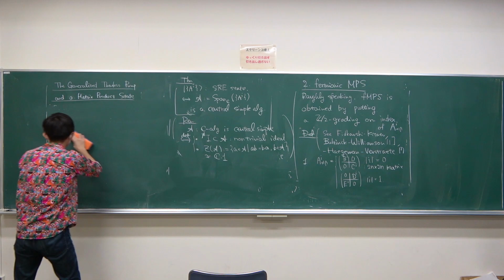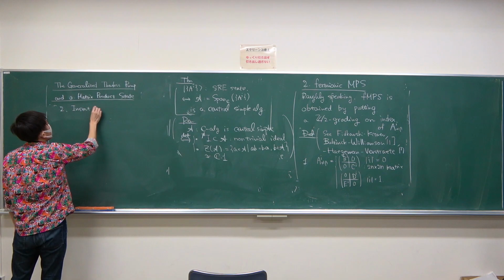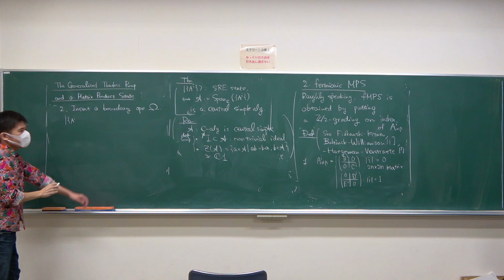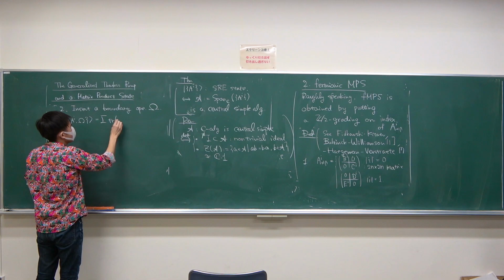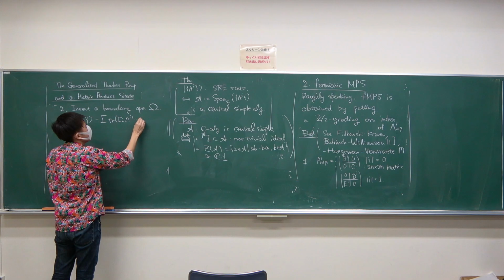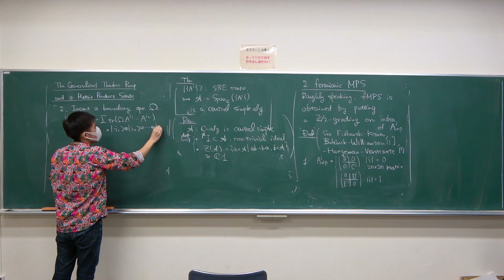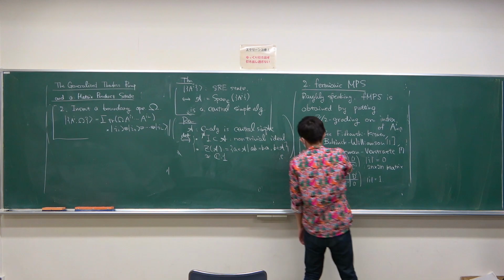And also, to define the fermionic matrix product state, we have to introduce the so-called boundary operator. So insert a boundary operator omega to define the fermionic matrix product state. So the FMPS is defined by matrices AI and the boundary operator omega. The definition is the trace of the inserted boundary operator omega times AI1 through AIL, times the state I1 tensor I2 tensor up to IL. This is the last part of the definition of the fermionic matrix product state.